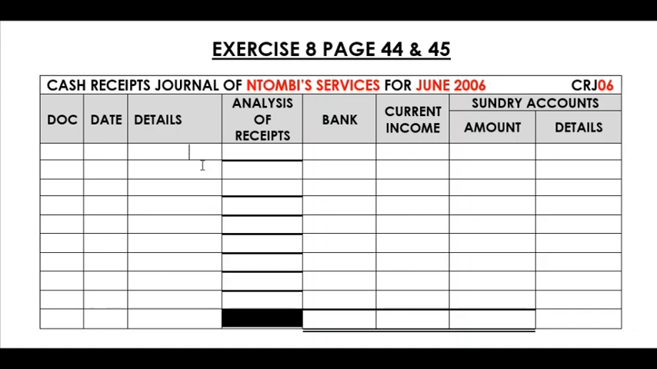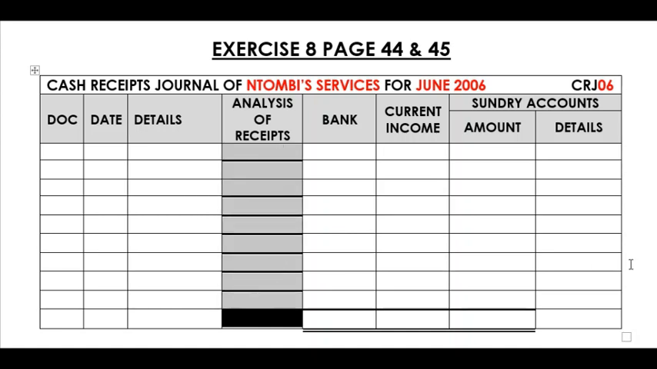Then in this details column, we write the person's name that paid us. Okay, so the customer that we received the money from, it will be the name that's written on the receipt. Or if it's just a till slip, then we will write what we received the money for, for example, services or sales. Now this column, this is quite a tricky column.